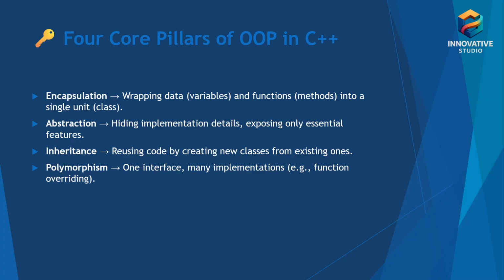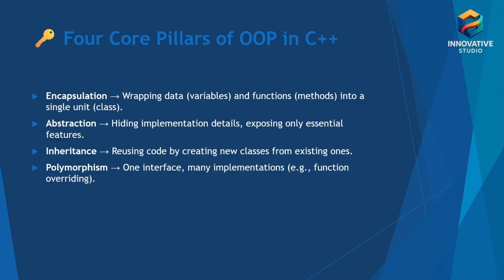So encapsulation is wrapping data variables and function methods into a single unit called a class. We will discuss it in our code as well. Then abstraction: hiding the implementation details and exposing only the essential features by using access modifiers, private members, and protected access. We will implement this one.